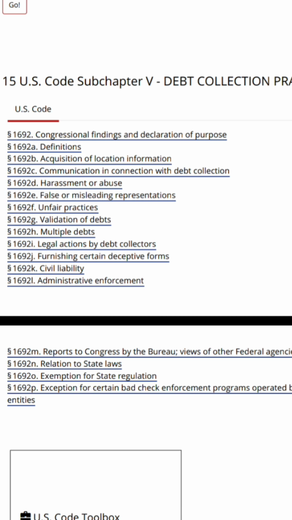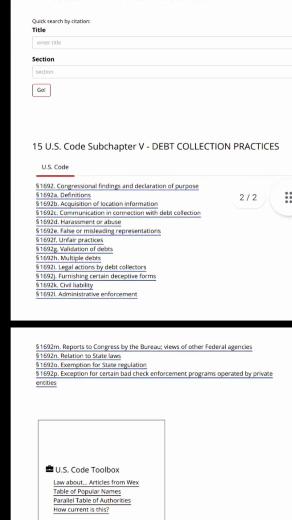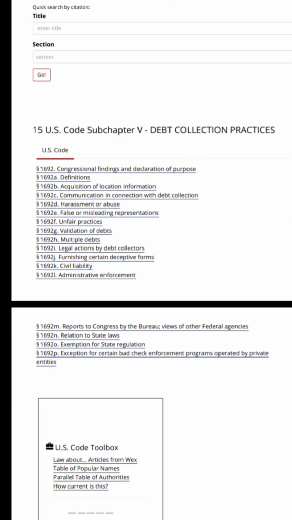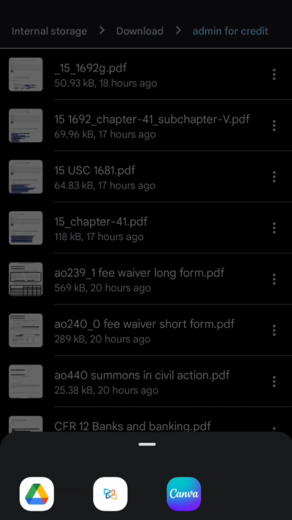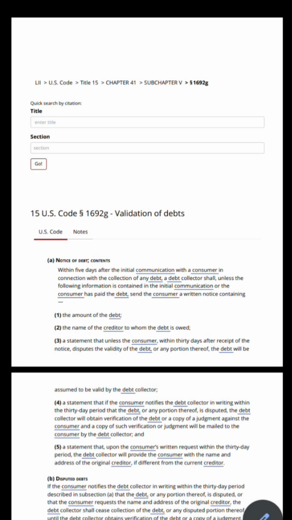Also pay attention to your 1692k, because if they did any violations, you always want to know what your civil liabilities are. That's going to let you know how much money you're entitled to for either damages or the violations that they have pushed upon you. So go through this and read, okay? This is going to be how you validate, but let's just go and check it out.